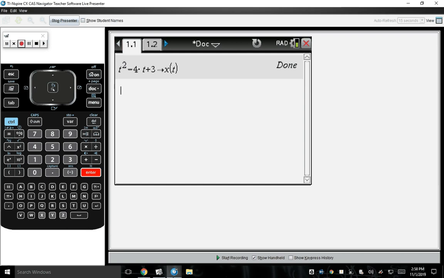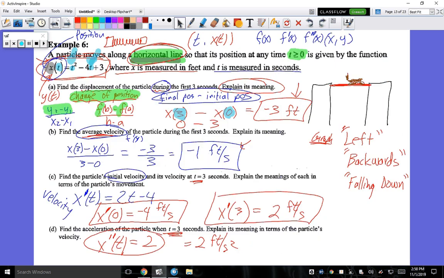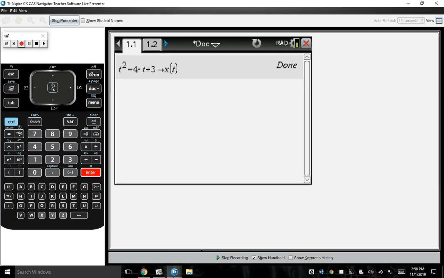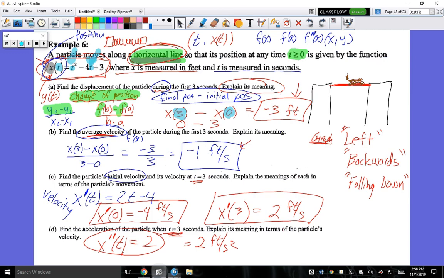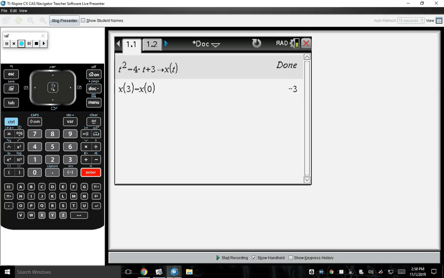I'm going to go through these questions really quick just to check. The first one asked, find the displacement of the particle during the first 3 seconds. For displacement, all you have to do is final position minus initial. So you'll say x of 3 minus x of 0, and you get negative 3, which is what we got. The second one says find the average velocity. So the average velocity during the first 3 seconds is basically what we have here, but we're going to do it over 3 minus 0. And we get negative 1. Okay?